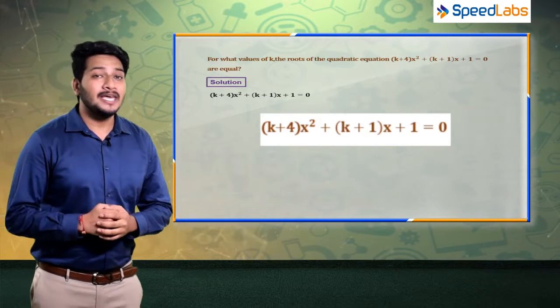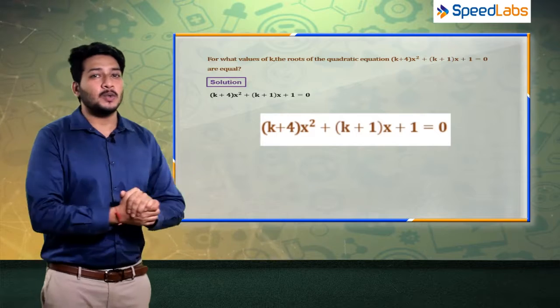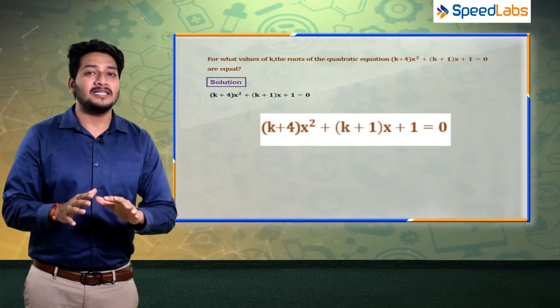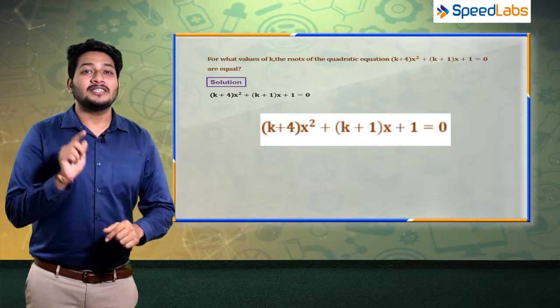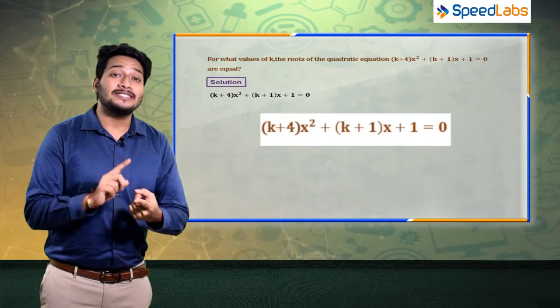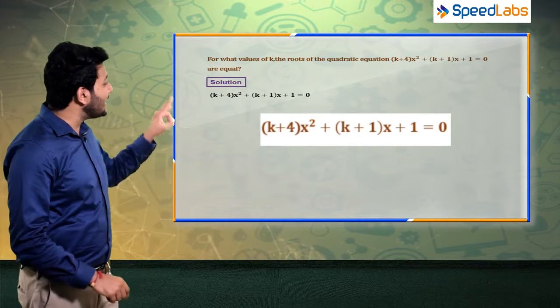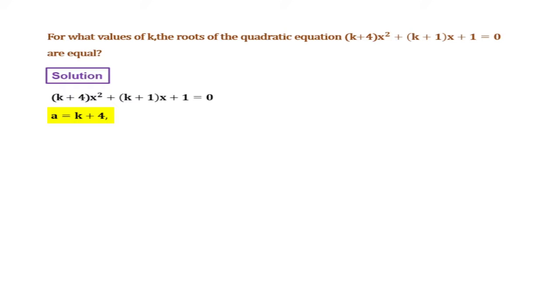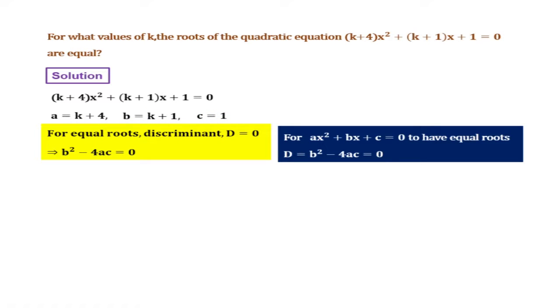इसका मतलब क्या होता है कि जो गिवन क्वाड्रेटिक इक्वेशन है उसका डिस्क्रिमिनेंट क्या होना चाहिए, 0. तो डिस्क्रिमिनेंट के लिए आपको a, b और c की वैल्यूज पता होनी चाहिए. तो यहाँ पे a कितना है, a is k plus 4, b is k plus 1 and c is 1. So what is the discriminant for this equation? It will be b square minus 4ac.